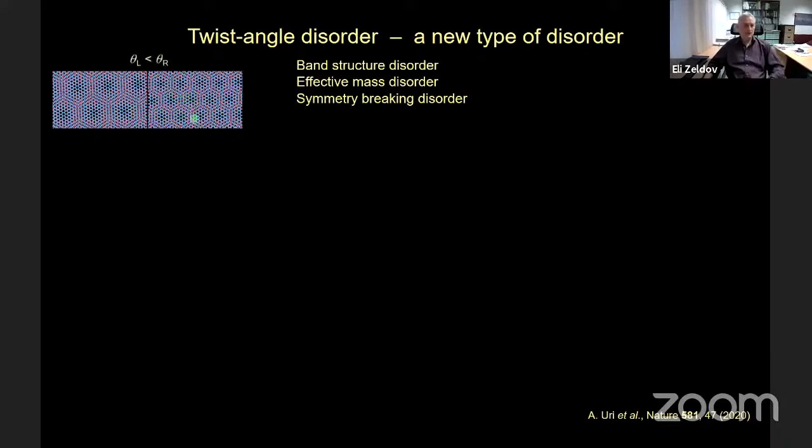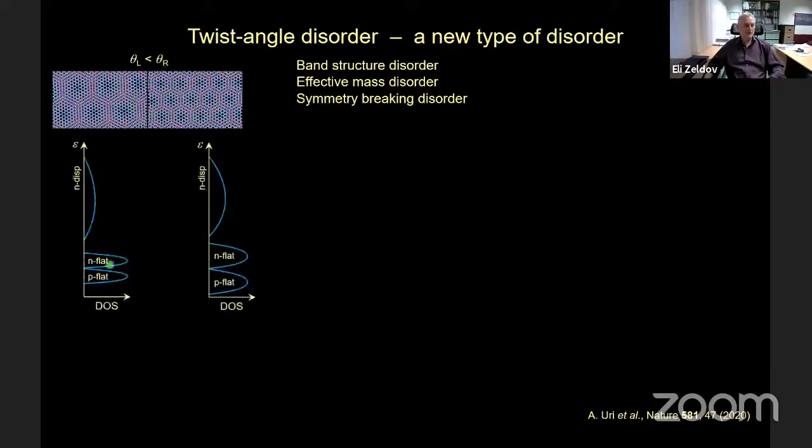So if, for example, you have one side of the sample that has slightly larger twist angle than the other, this will be the band structure of these two parts. The larger twist angle will have a larger density of states and broader flat bands. So at zero backgate, all these states will be filled up to charge neutrality, and this will be empty, and there will be no dramatic difference between these two parts.